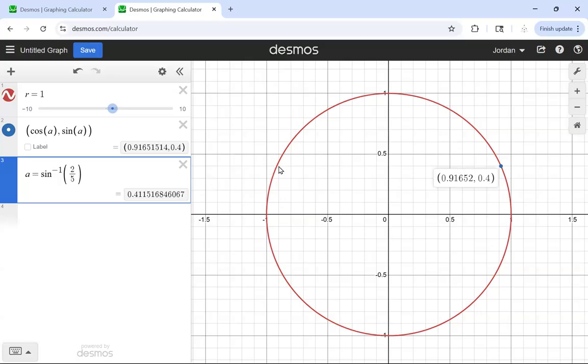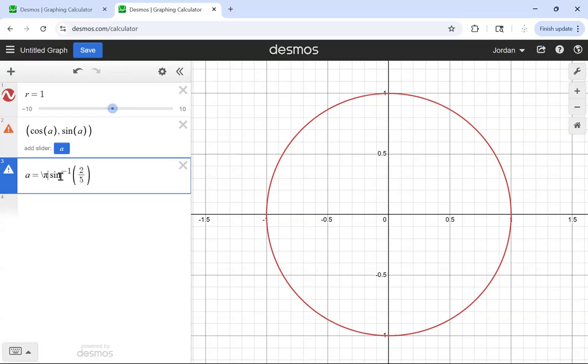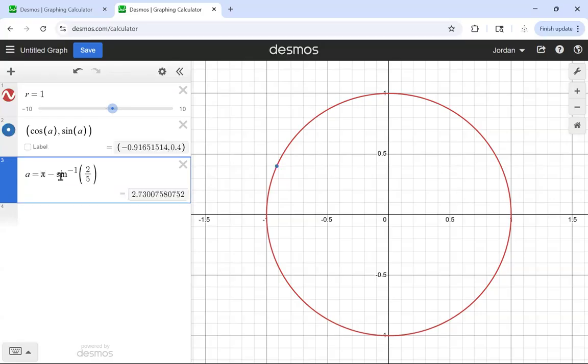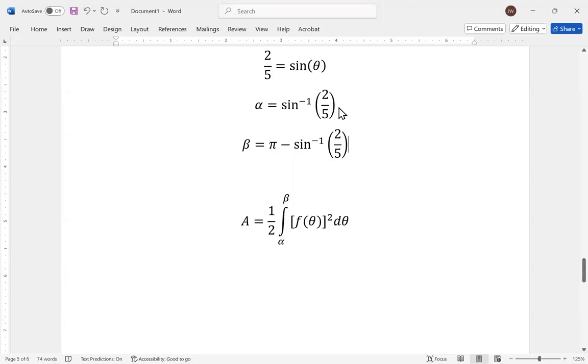And the other angle is the one over here. The other angle with the same positive 2/5 as my sine is going to be this one over here. And that also has y value of 0.4 or sine value of 0.4, 2/5. So that's what I'm saying, pi minus that. In any case, that's my exact alpha and my exact beta.